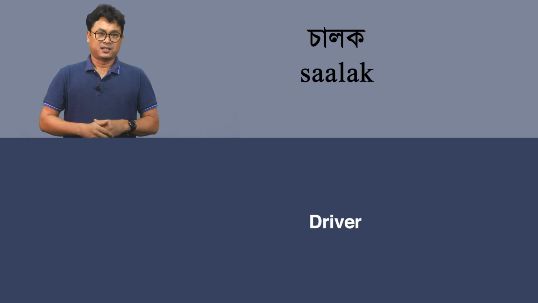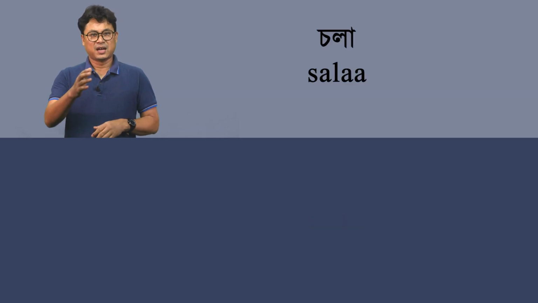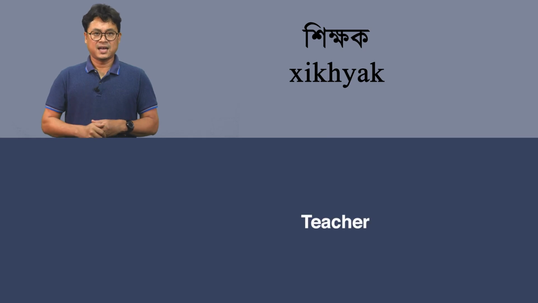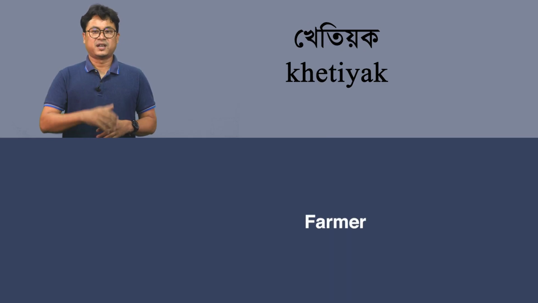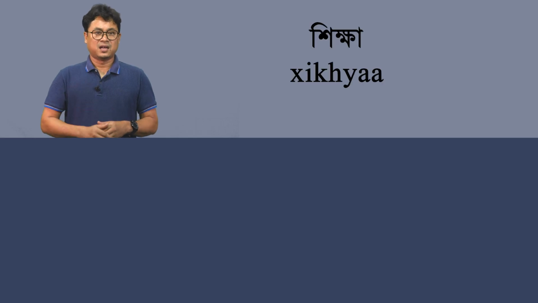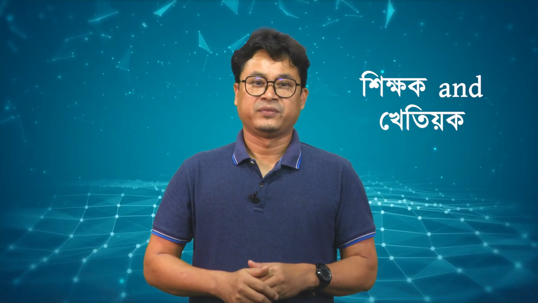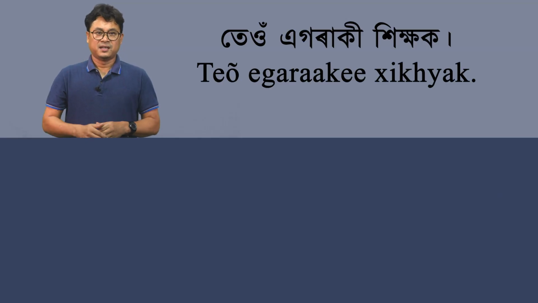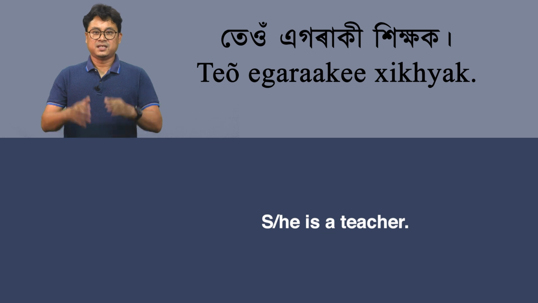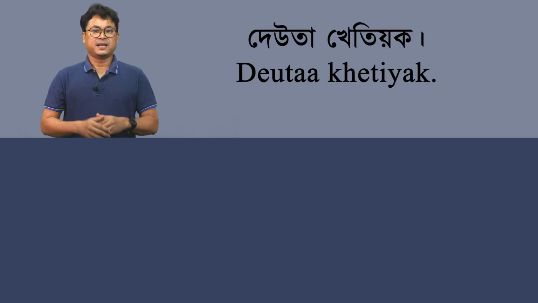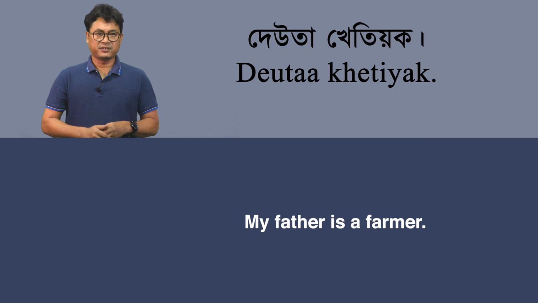Salok means driver, from the verb sola. Sola means drive. It also derives agentive nouns such as hikhok, meaning teacher, and khetiok, meaning farmer, from the noun root hikha, meaning education, and kheti, meaning cultivation. Let's have a couple of sentences using the derived words hikhok and khetiok. Teo egoraki hikhok. That means she or he is a teacher. And deuta khetiok, which means my father is a farmer.